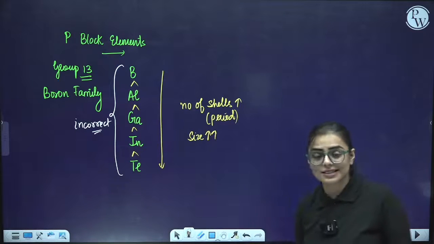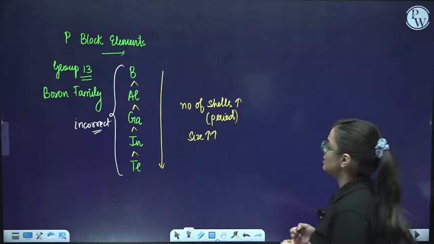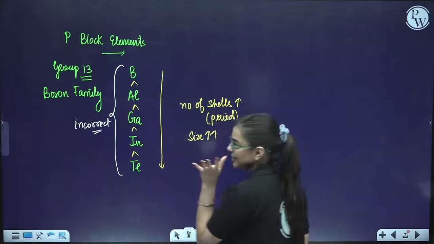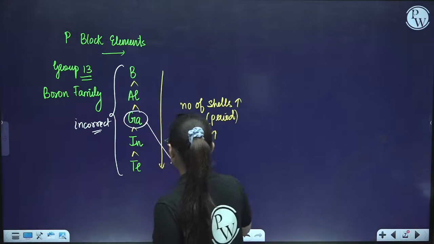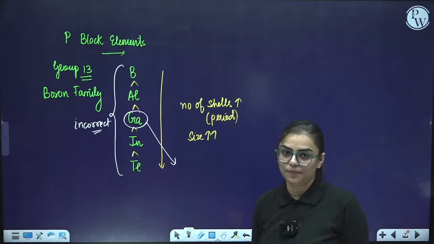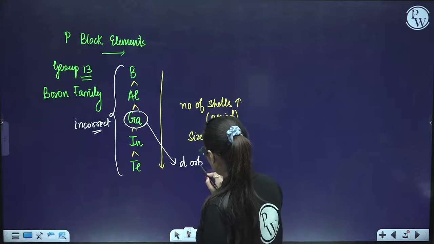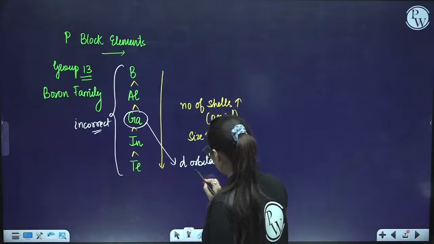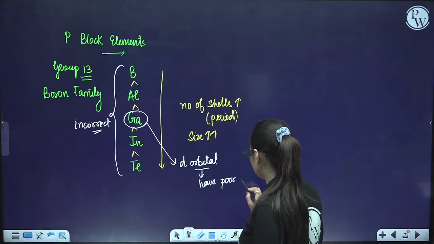So ma'am, why is it incorrect? Why is it occurring over here? See students, first of all, in the case of gallium, due to the presence of d orbitals, d block contraction will happen. We know that d orbitals have poor shielding.